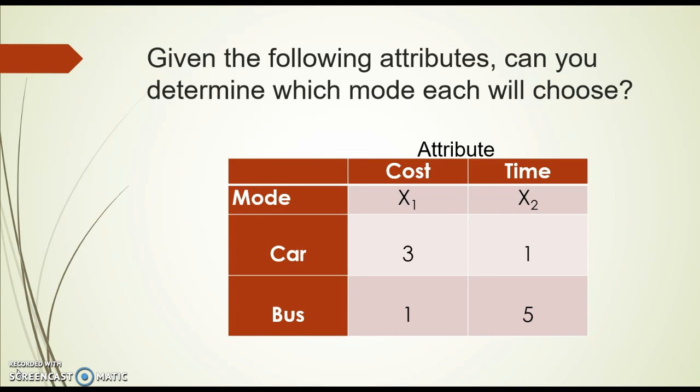So in this case, our modes are car and bus, and the attributes are cost and time, as we said before, where a car costs 3 and a bus costs 1. And that could be the dollar cost, $3 for a car trip and $1 for a bus trip. And in terms of time, the car takes 1 unit of time, whereas the bus takes 5 units of time. And we can define that unit of time as an hour, let's say.